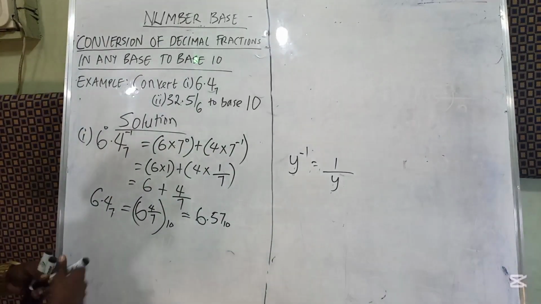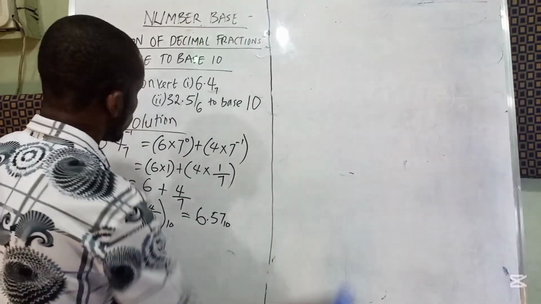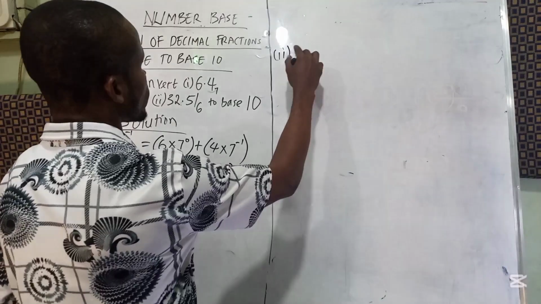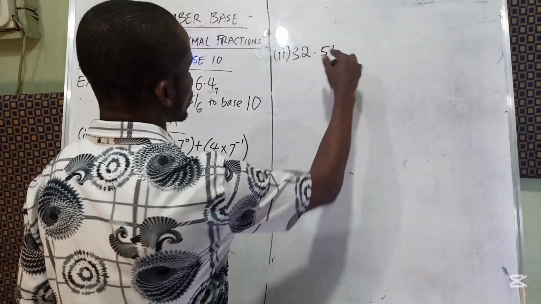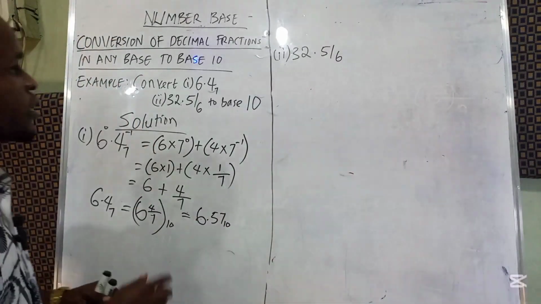So that's for the first question. Now, second question, let's see how we can solve it out. The second question says convert 32.51 in base 6 to base 10. Now the same approach will be applied here.